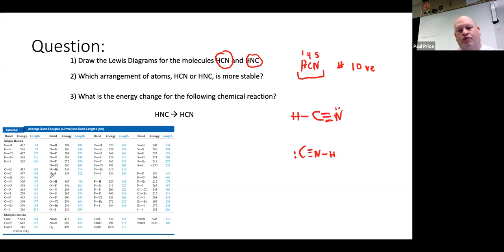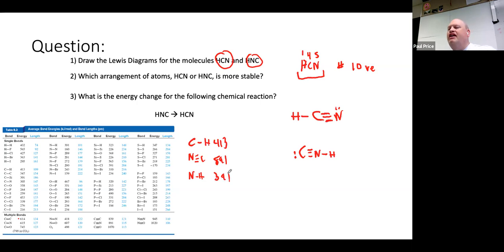And if we look over here, we have bond energies for everybody. So the CH bond, I'm just going to write it down and highlight it, is 413 kilojoules. The C triple bond N bond, which is the same in both from our perspective, is going to be 891 kilojoules. And the NH bond, looking up here, is going to be 391 kilojoules per mole.